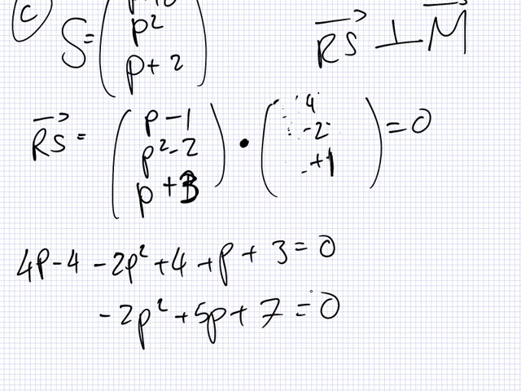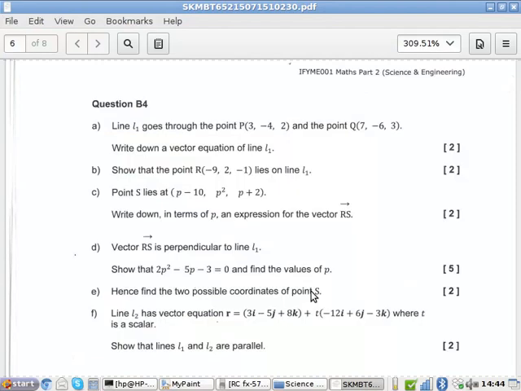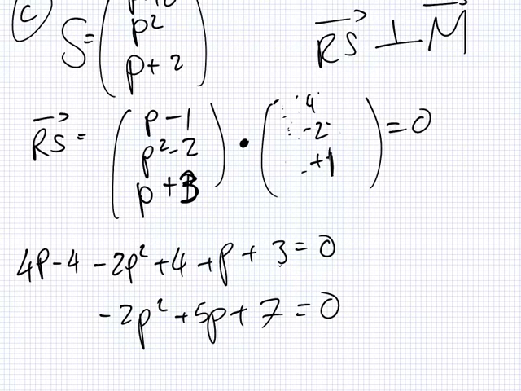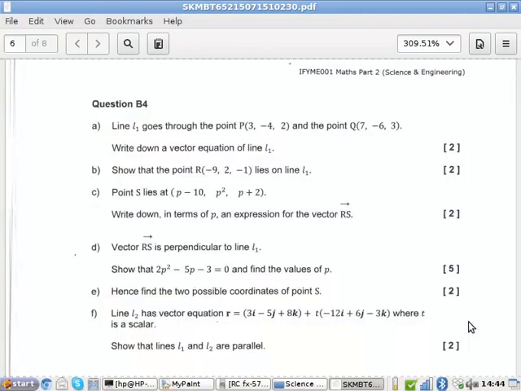I have a sign mistake somewhere, don't I? Something wrong with my constant. Where did the minus 4 come from? Oh, sorry, minus 4 is from minus 1 times 4. Minus 4 plus 3 plus 4 is 3. So we get 2p squared minus 5p minus 3 equals 0. Correct.